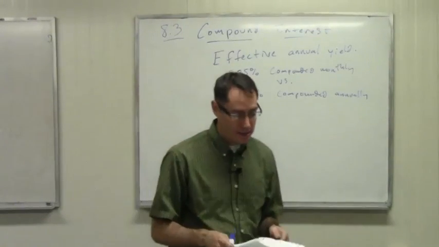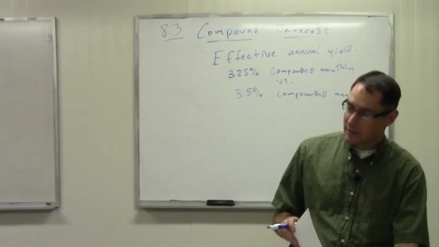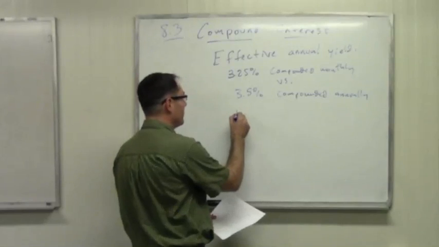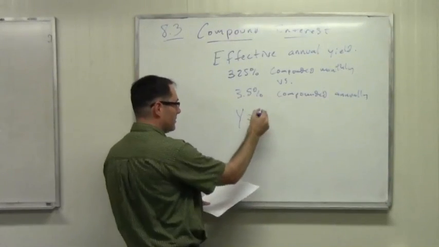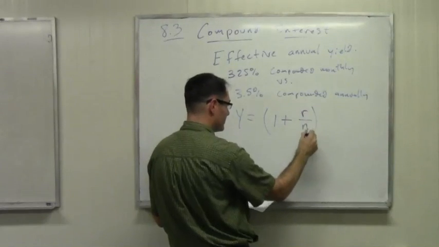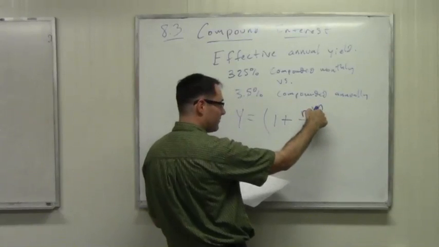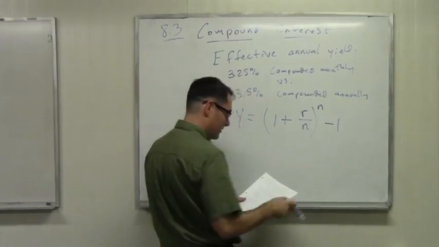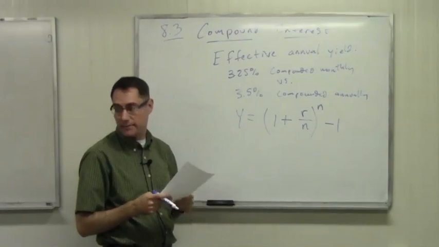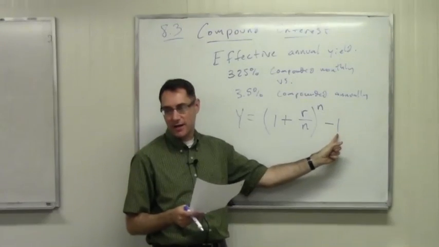Okay, on your formula sheet, do you have an annual yield called effective simple interest rate? It is a formula that looks like this. Y equals 1 plus the rate divided by the number of times per year compounded, raised to the number of times per year, minus 1. Why the plus 1? Because this is in parentheses, then you do the minus 1 outside the parentheses.